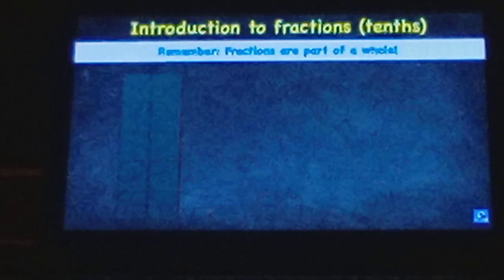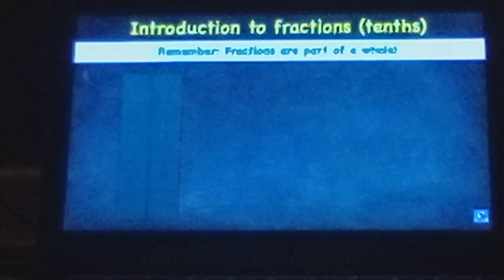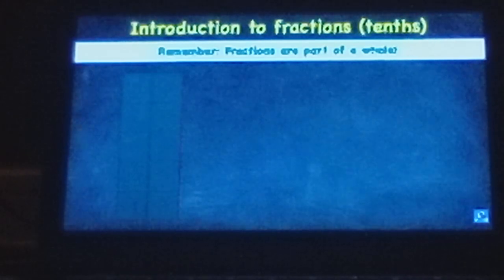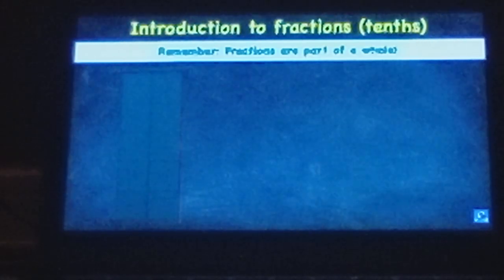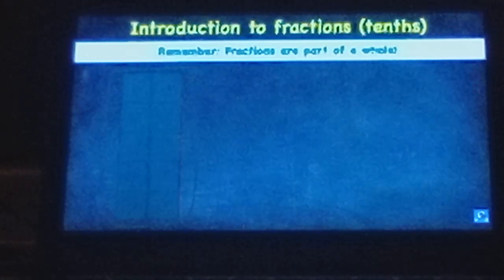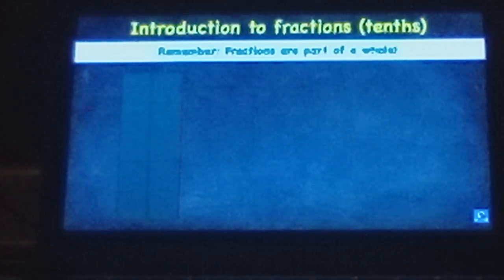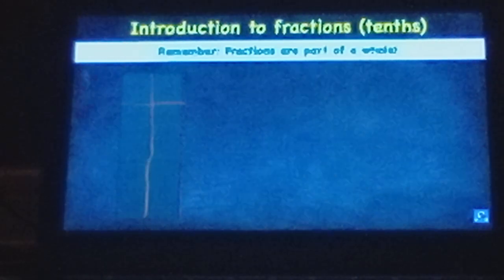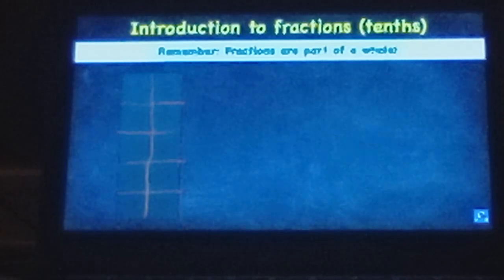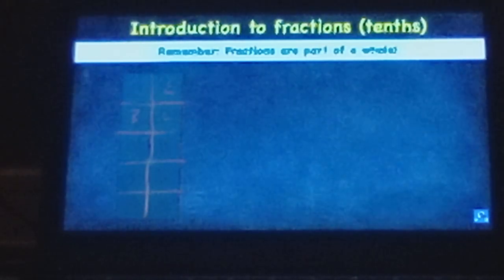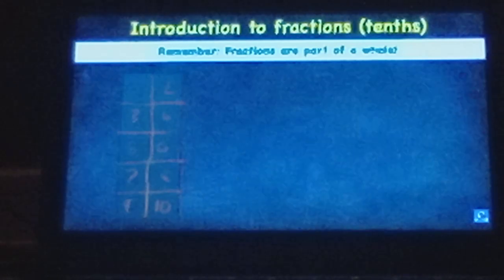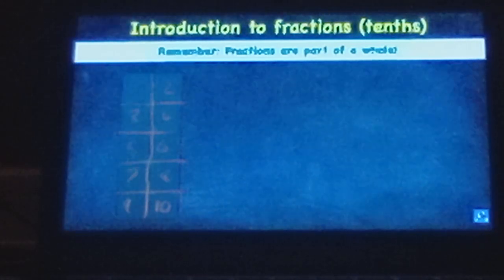Now let's have a look at it another way. This is my 1. I have 1 bar of chocolate. So at the minute I have a whole 1. However, we can see that it's been cut into 10 even pieces. I have 1, 2, 3, 4, 5, 6, 7, 8, 9, and 10. So I have 10 equal pieces.